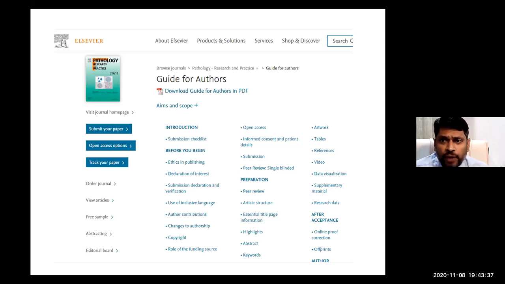The discussion part again forms the major bulk of what you are trying to discuss and trying to convince the reader of, that what makes your publication different from the existing literature. In that, you're going to discuss the new thing that you have discovered. So that makes the bulk of your discussion.